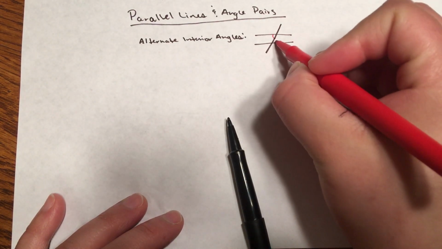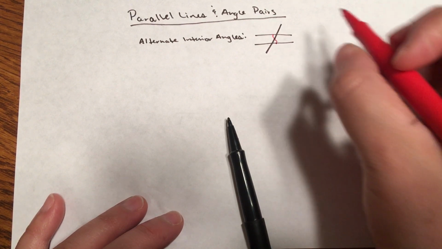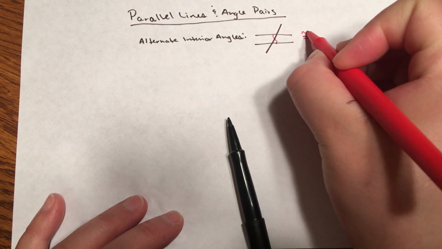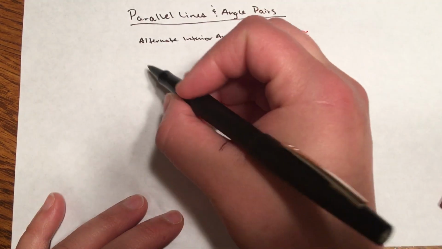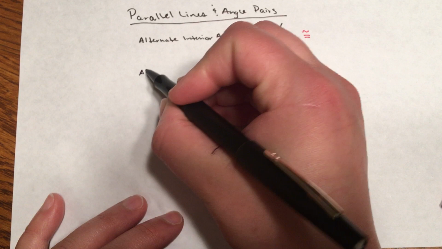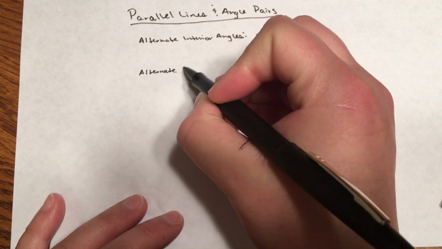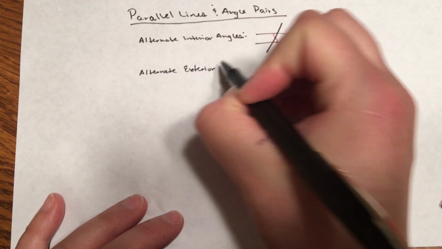Which would be here and here. With that, these angles are congruent. The next one we have are alternate exterior angles.